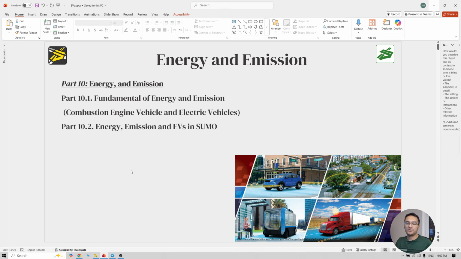Okay, so this tutorial includes in overall two parts. One is the fundamentals of the energy and emission, and then part 2 is energy emission and EV in SUMO.